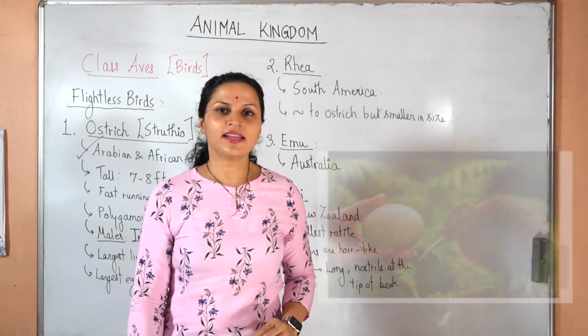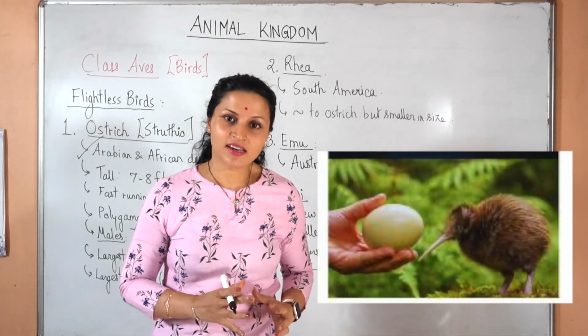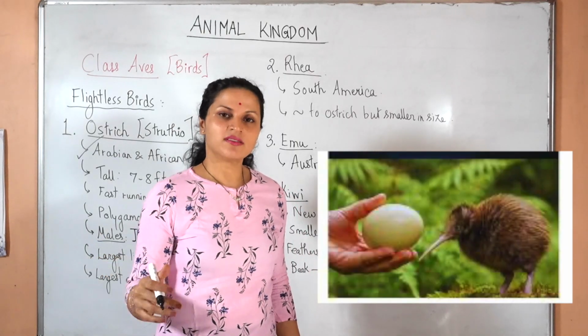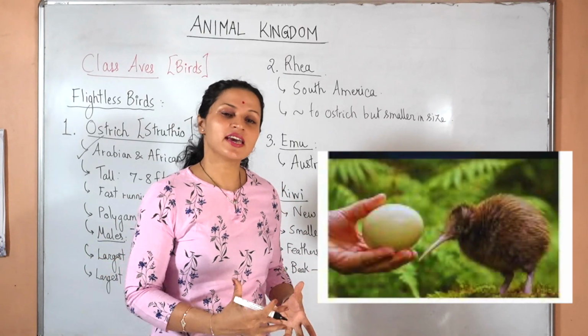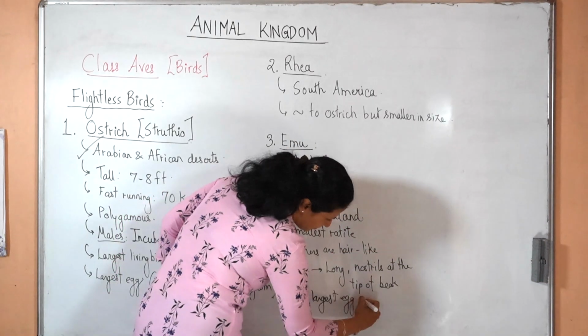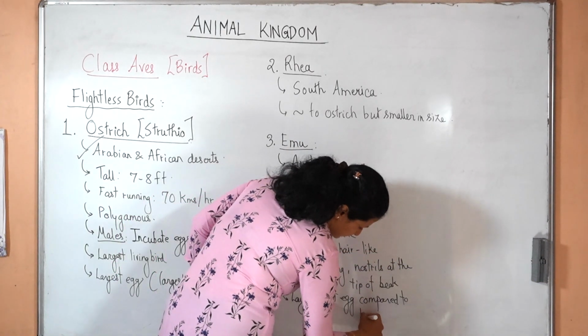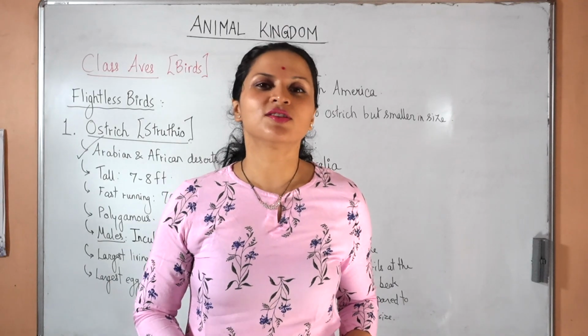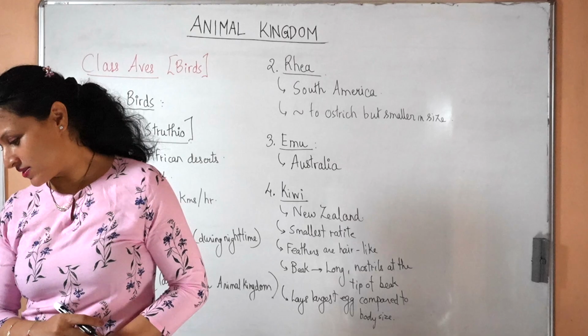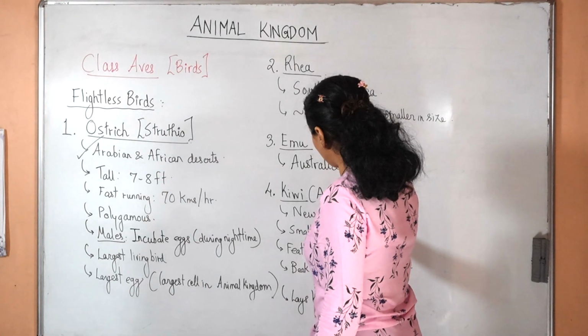Apparently kiwi lays the largest eggs compared to its body size. The largest egg is laid by ostrich, but this one lays the largest egg compared to body size. It's similar to me giving birth to a 6-year-old child. Okay, how big it will be. Okay, that is the comparison. Kiwi's scientific name is Apteryx.